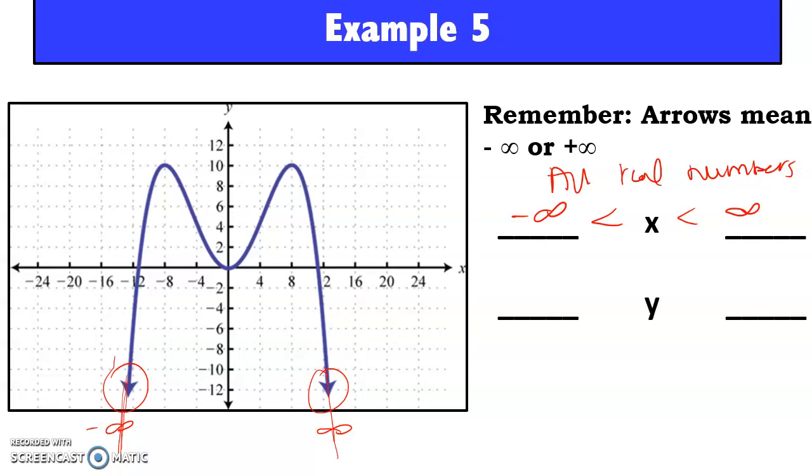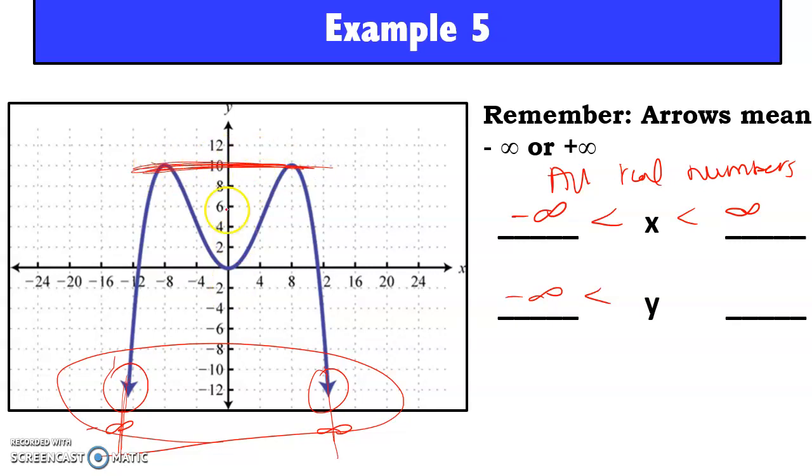For my range, my lowest point is going to be these, which are going down forever, which is negative infinity. My highest point is going to be these right here. Right? So I can see that those match up to the y-axis at 10, and that is a closed circle, so it's less than or equal to.